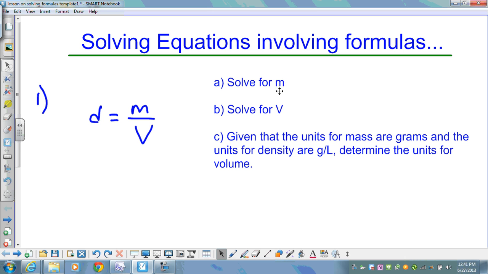for m. In part B we'll solve it for v, or volume. And in part C, given units for density and units for the mass, we'll determine the units for volume. So of course you may have recognized this as your density equation. Density equals mass per unit volume. So in part A we want to solve this equation for m.